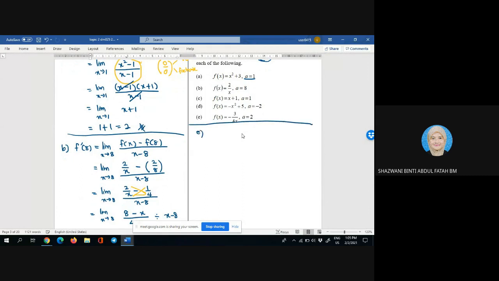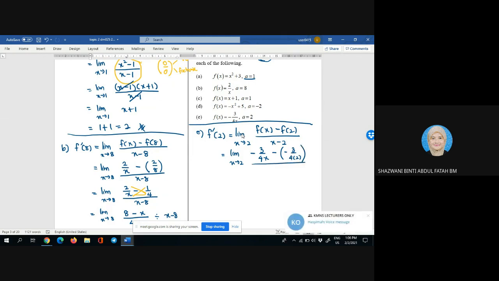Okay, so E. So your a is 2, so that means f prime 2. So limit x approaches to 2, f(x) minus f(2) over x minus 2. Okay, so limit x approaches to 2, f(x) is negative 3 over 4x, so minus negative 3 over 4 times 2, over x minus 2.